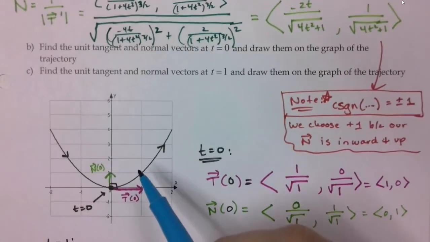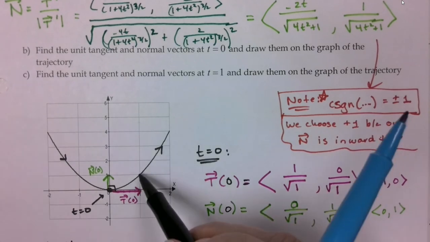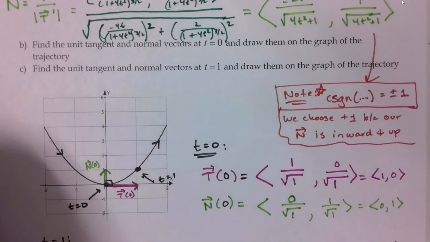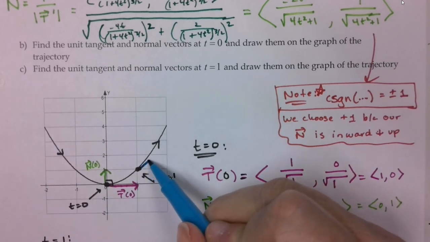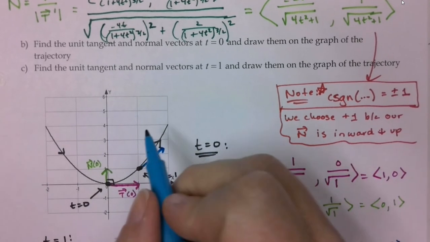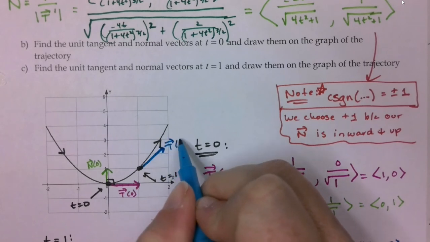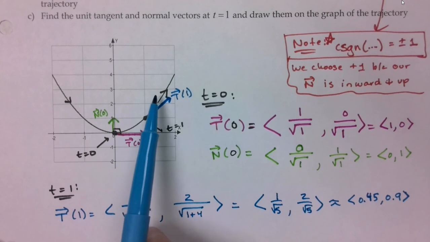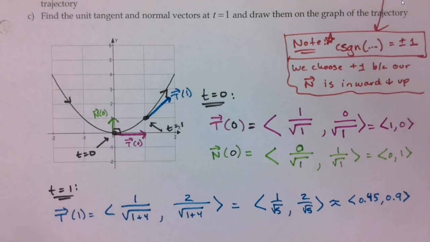So over here at 1, here's t equals 1 right here. You have your tangent vector coming out like that, about 0.45 and 0.9. Now, notice the scales are not exactly the same, so that's why they won't necessarily look like that on this graph, but nevertheless, there you have it.